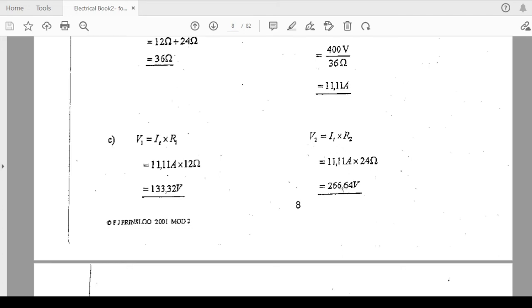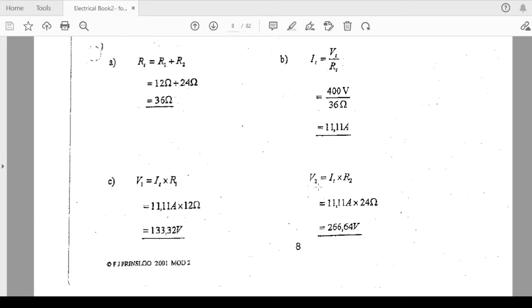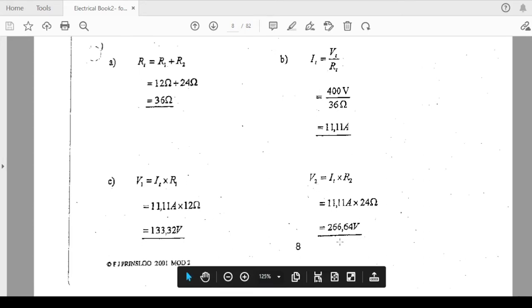I got 266.64 voltage loss, with a 0 point something loss. It's not 100% 400 there, but yeah. What is 133.32 plus 266.64? 399.96. Yes, it is. When you round off, it's 400. Yes, it's 400, correct. So that is what you must always aim to get when you're doing series connection, that the voltage drops, when I add them together, I must get the total voltage.